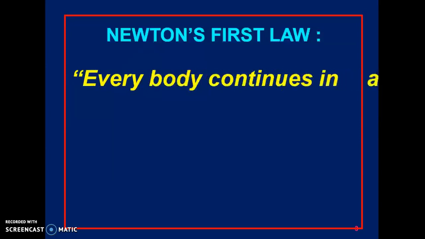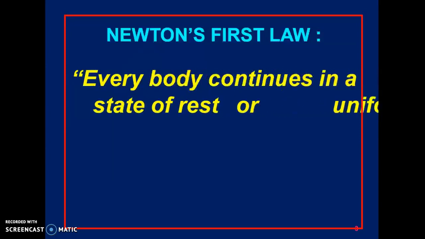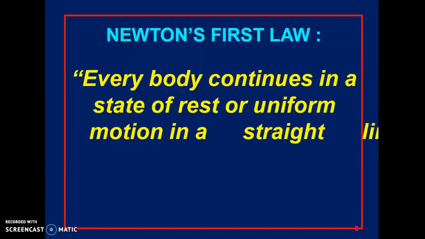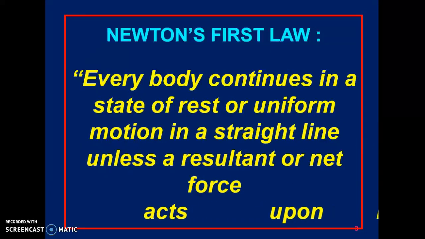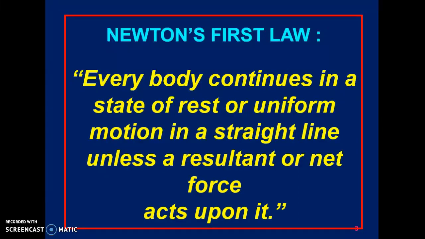The first one says that every body continues to go in a state of rest or uniform motion in a straight line unless a resultant or a net force acts upon it. So that basically means that something that is stationary will remain stationary, and something that is moving in a straight line at a constant speed will continue to do so unless there is an unbalanced or a resultant or a net force acting upon that object or body.